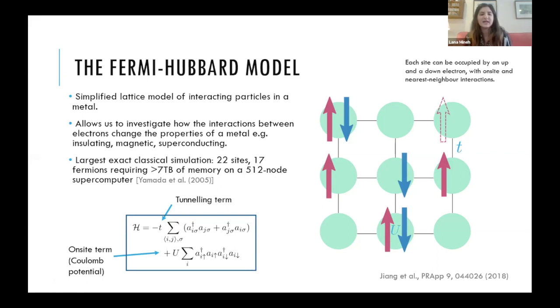The largest classical simulations that have been done have been for 22 sites. So in our case, this would translate to 44 qubits. So hopefully in the next couple of years, we'd be able to do something bigger than this on a quantum computer.